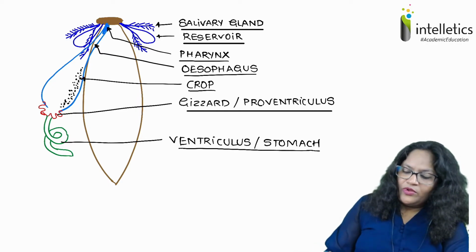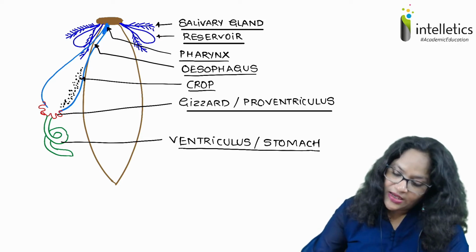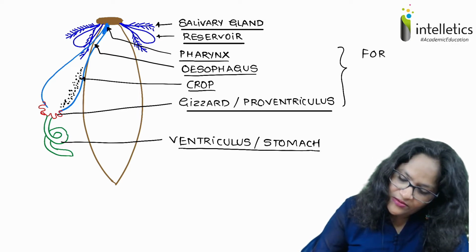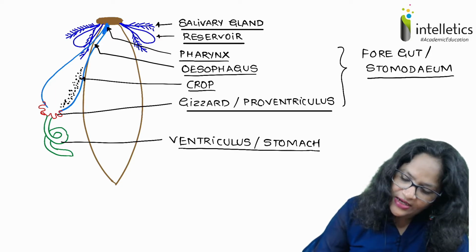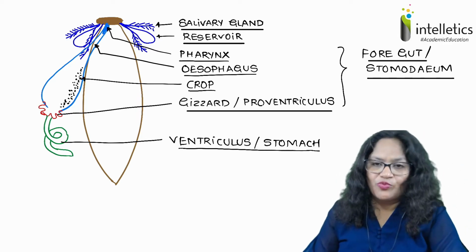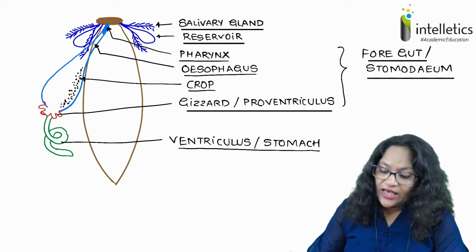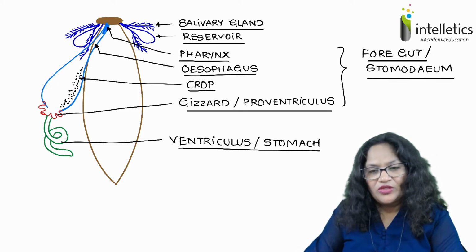Okay, now before we go ahead with this, pharynx, esophagus, crop, and the gizzard. These are the parts of the foregut, which is also called as the stomodium. Okay, that is the first part of the alimentary canal of cockroach. So it is called as the foregut or stomodium. Now, crop stores the food. What about the gizzard? Gizzard is internally lined by 6 longitudinal teeth, chitinous teeth.